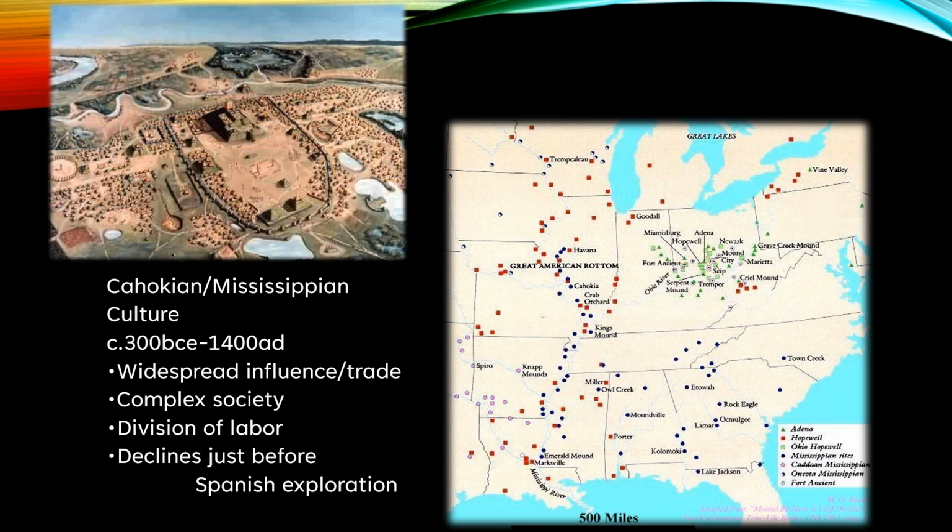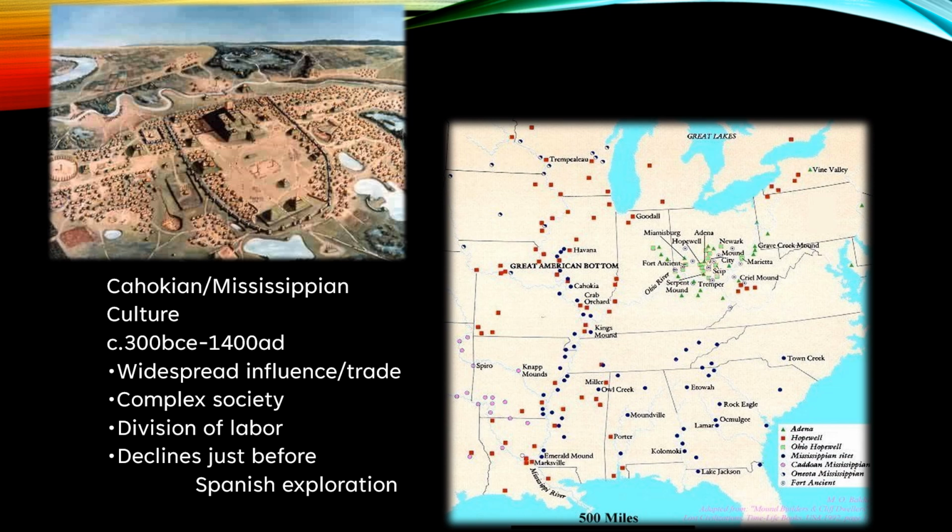We're talking about the Cahokian and Mississippi cultures here, Mississippian culture. And so this was active all up and down the Mississippi River Valley, as far north as modern-day Canada and all the way down to the Gulf of Mexico. Observe the map there on the right side of the image.